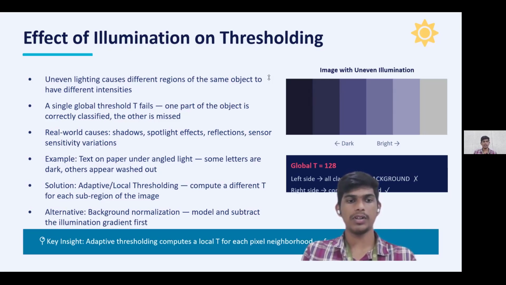An alternative solution is that we can also perform background normalization. In that, we model and subtract the illumination gradient first. Coming to adaptive thresholding, it computes a local threshold for each pixel neighborhood, and it is also robust.